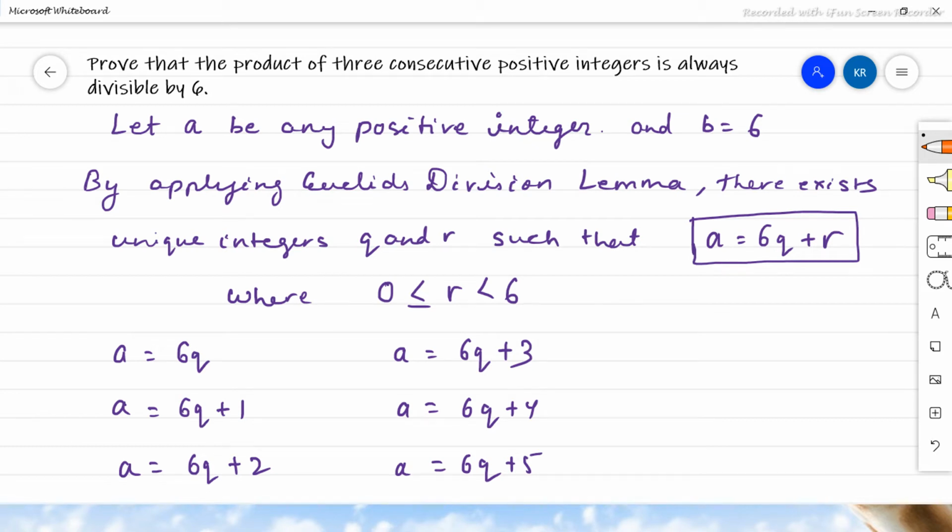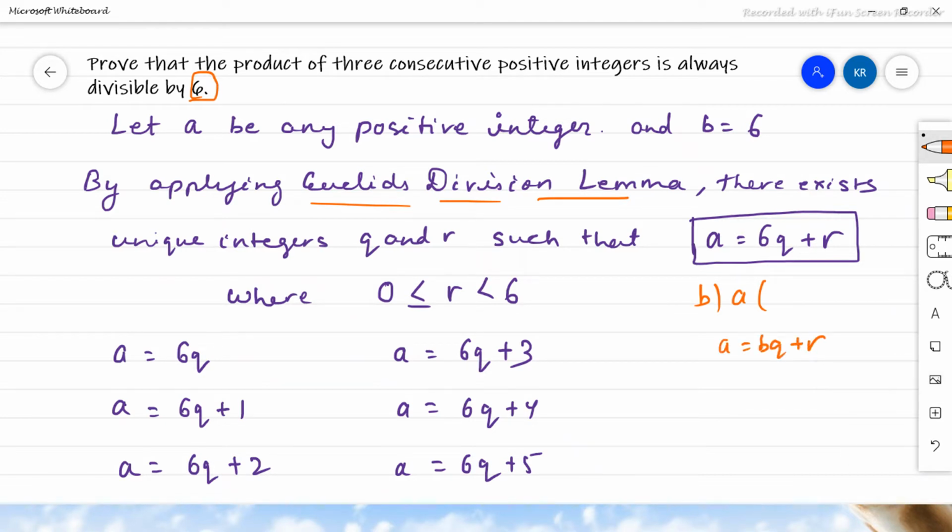The question says, prove that the product of three consecutive positive integers is always divisible by 6. So here let a be any positive integer and b equals 6, because we have to prove it is divisible by 6. So we will take b equals 6 and apply Euclid's division lemma. Euclid's division lemma says that whenever a is divided by b, then there exist integers q and r such that a equals bq plus r.